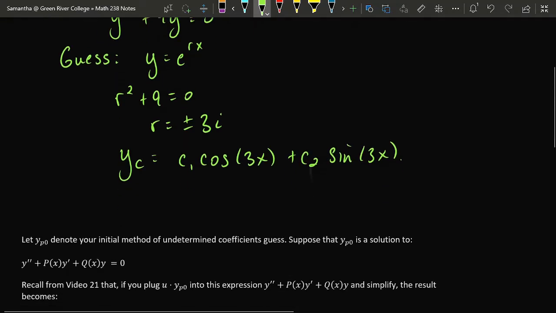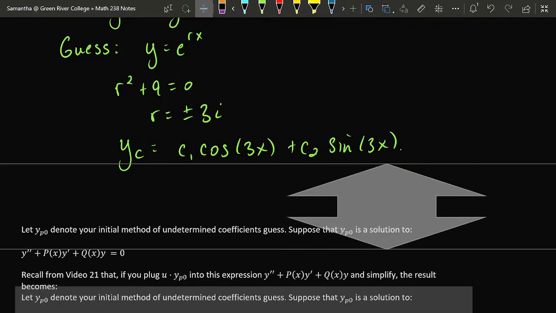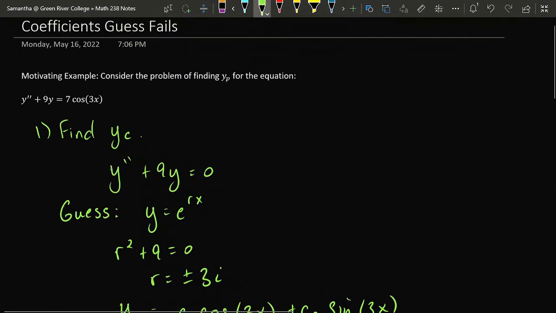Now that I've found y sub c, I'm going to return to the problem at hand, which says, what is a particular solution? What is y sub p? Now, the function on the right side is of trigonometric format. So my inclination would be to guess a particular solution of a similar format.